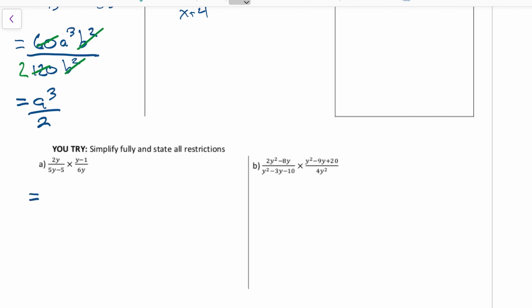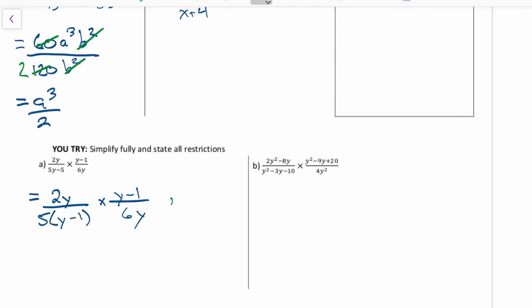Okay, so again, first thing I should do here, if I can, is factor. There's not a lot to factor, but you can factor. So I got 2y on top. I can factor this by taking 5 out. And that's actually the only thing I can factor. So once I do that, then I can look to the denominator to state my restrictions.